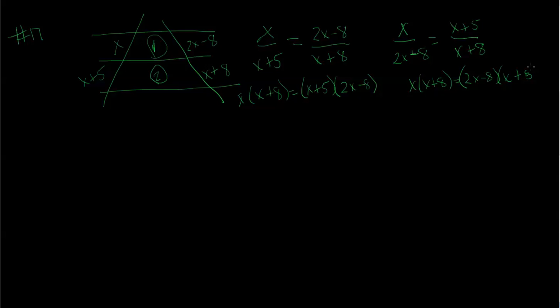So if I multiply this out, x times x is x squared, and x times 8 is 8x. And I have to use the FOIL method again to multiply these two binomials together. Come see me if you don't remember how to do that. x times 2x is 2x squared. I have 10x in the middle, minus 8x on the outside, and minus 40 for my last terms. And then I can combine 10x and negative 8x to be 2x.